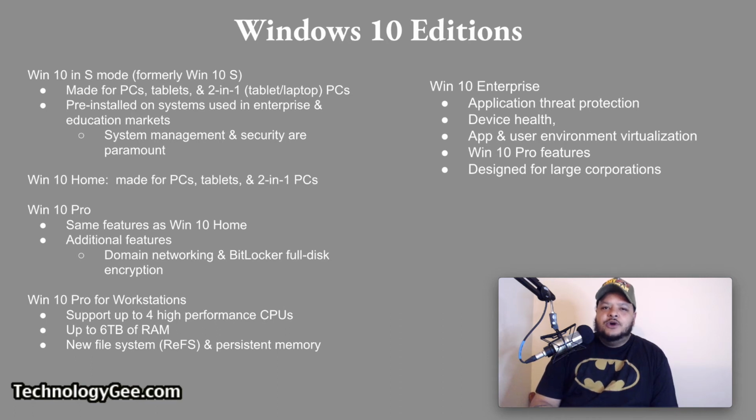You have Windows 10 Pro, which has all of Windows 10 Home features and adds additional features such as domain networking and BitLocker full disk encryption. You have Windows 10 Pro for Workstations, which is designed to support up to 4 high-performance CPUs and up to 6 terabytes of RAM, along with the new file system called ReFS and persistent memory. And then you have Windows 10 Enterprise, which adds application threat protection, device health, application and user environment virtualization, and other features to Windows 10 Pro. Enterprise is designed for large corporations.